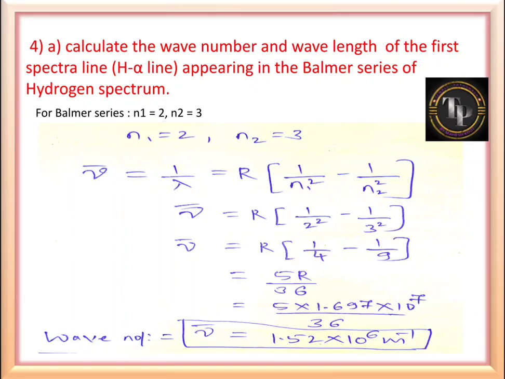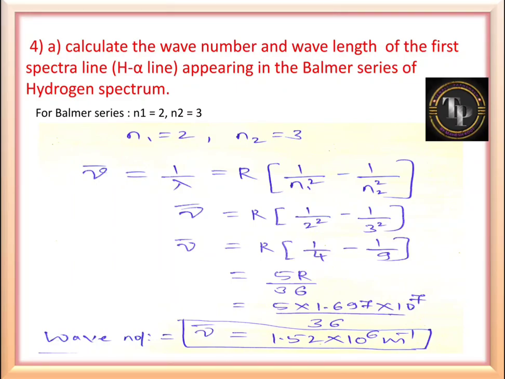And R value is 1.097 into 10 power 7 divided by 36. So when you calculate it, you will get nu bar is equal to 1.52 into 10 power 6 per meter. This is the correct answer for this question, guys.